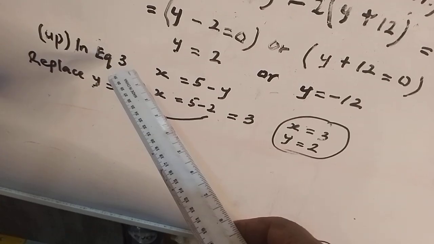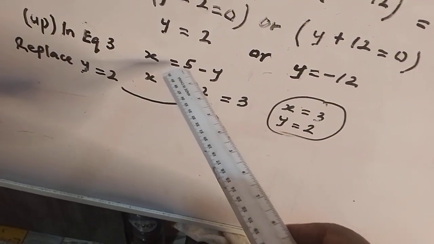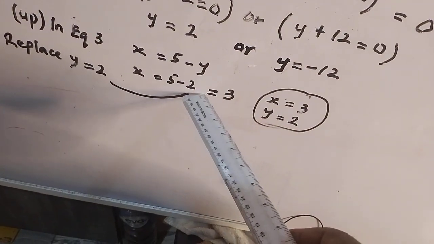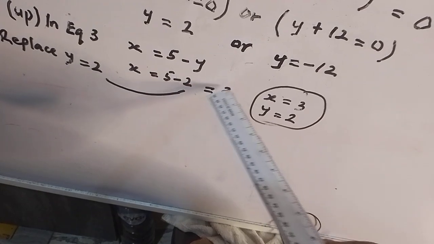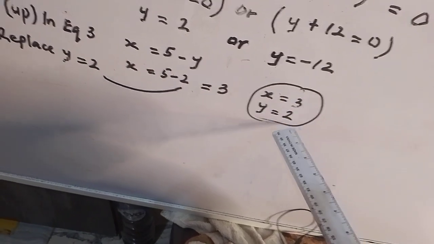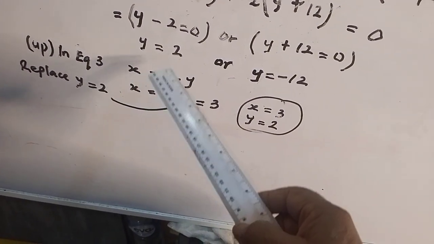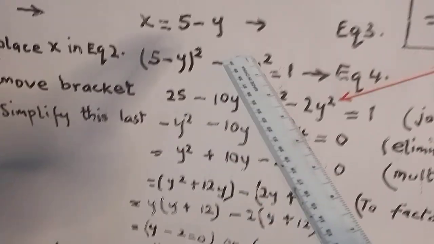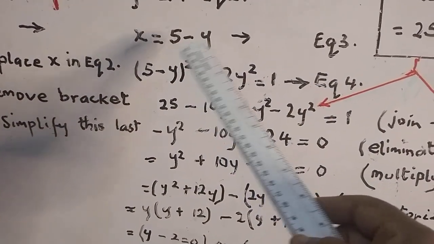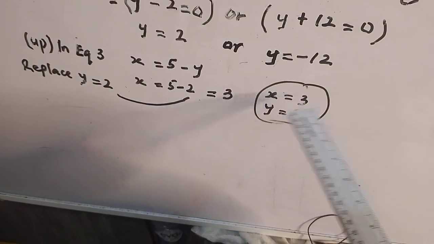That's what they say in equation 3. Look at equation 3 here: x equals 5 minus y. Replace this y with 2. So the answer is 3. x equals 3 and y equals 2. Now look at equation 3, what it's talking about, where we got it: x equals 5 minus y. Now we have got our answer as x equals 3 and y equals 2.